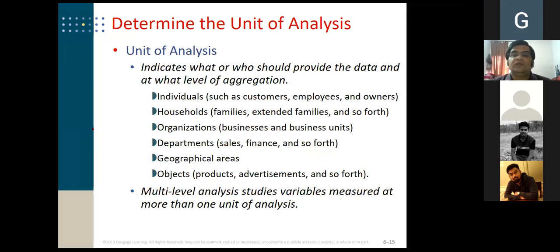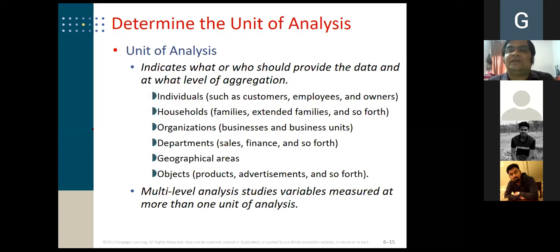So next, we have to determine the unit of analysis, right? What is unit of analysis? I will explain in simple terms. The definition you can read later. See, unit of analysis is nothing but the respondent. Do you understand the respondent?